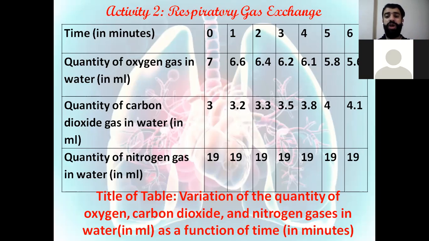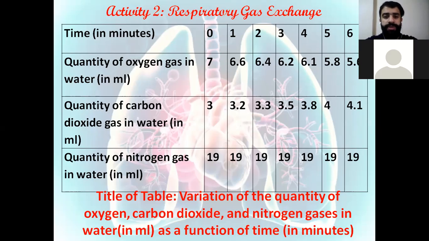Whereas the quantity of carbon dioxide was 3 at time 0. When we move to time 6 minutes, the quantity of carbon dioxide increases to 4.1. What does this mean? This does not mean that the fish is consuming the carbon dioxide. If it were consuming, the amount of carbon dioxide should decrease. But the amount of carbon dioxide here is increasing. This means that the fish is releasing carbon dioxide.